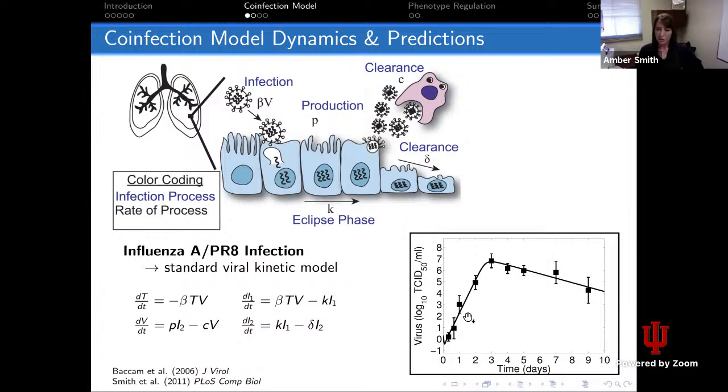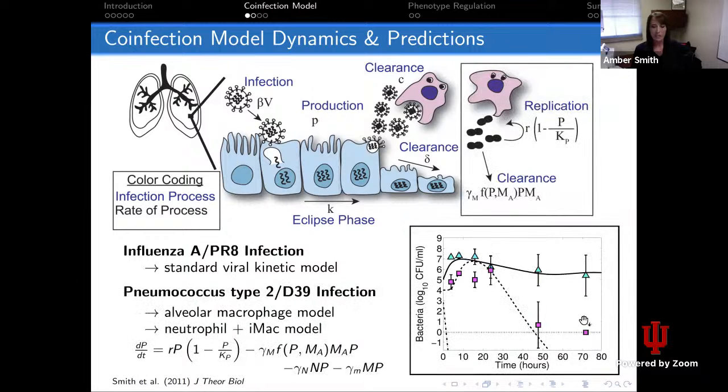So we first started with the influenza model, and this is the model that Alan had introduced, where we have a target cell limited model that they get infected. Those cells go on to produce virus. That virus is cleared, the infected cells are cleared, and we get clearance of this virus infection.